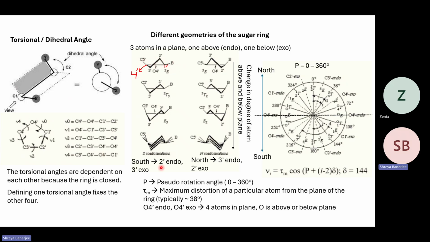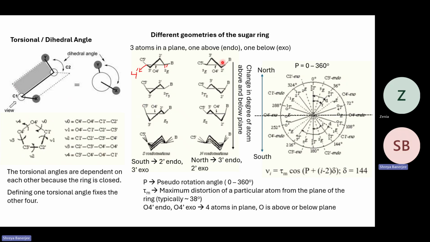So this entire column of compounds follows the same basic principle that 3 atoms, C1 prime, O4 prime, and C4 prime are in the plane. C2 prime is above the plane, which is called endo, and C3 prime is below the plane, which is called exo. This group of conformations has been termed south or S conformations.